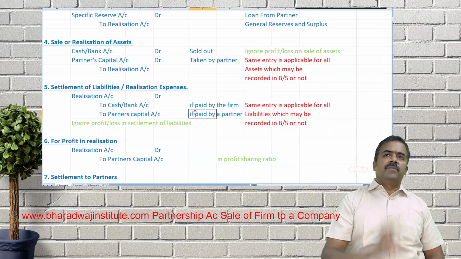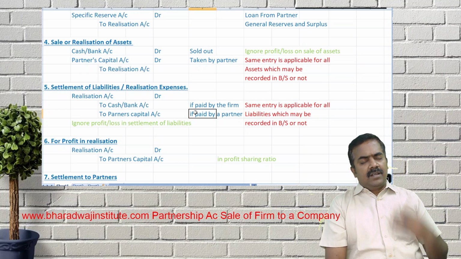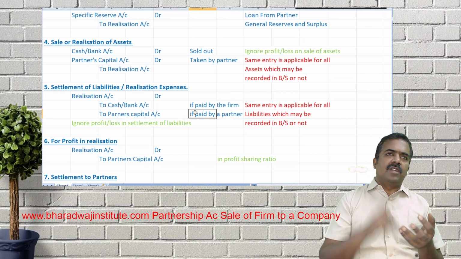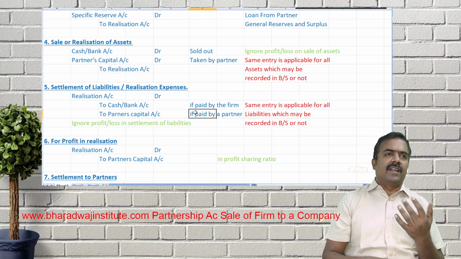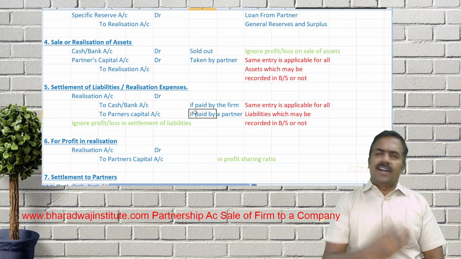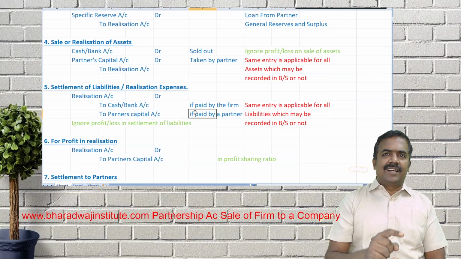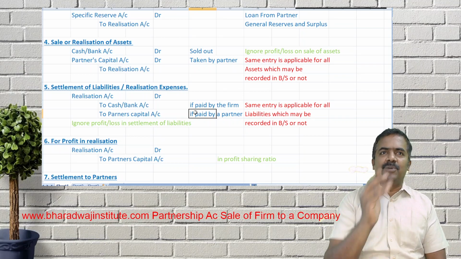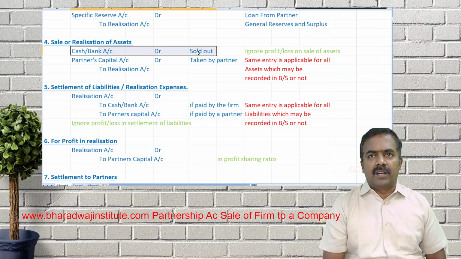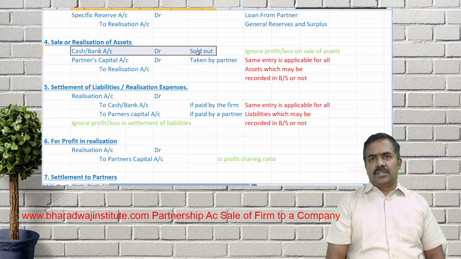For example, let us assume we are having 25 assets. Let us assume the company says we will take over your land and building, plant and machinery, goodwill, trademark, copyright, patent right. But inventory and debtors, you sell and realize. Debtors, if we go and ask money, they will not pay. You realize the money. In such case, what is the entry we will pass? Cash or bank account debtor to realization account.